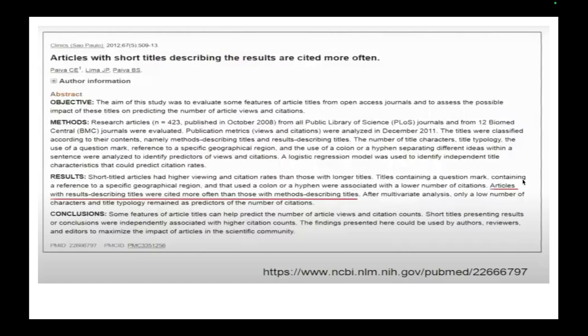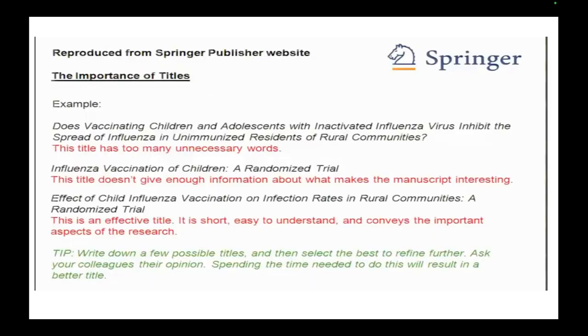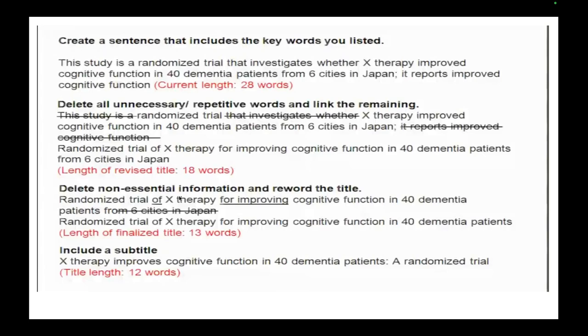Titles containing question marks, containing a reference to a specific geographical region, and those that used a colon or hyphen were associated with a lower number of citations. For example, the authors can mention the 60s of Japan, or they can mention only Japan. Even if these results can be used anywhere in the world, and are true for every individual, whether Indian or American, if they write Japan in the title, most readers will feel that it is something specific to Japan, and they will not open this paper.